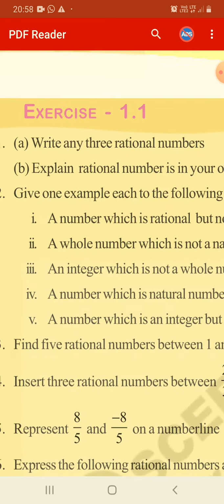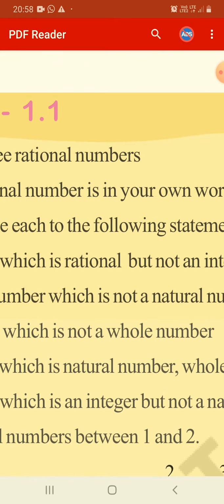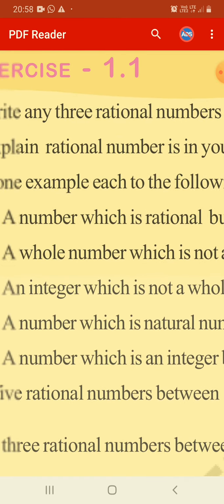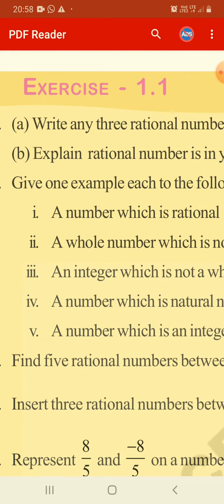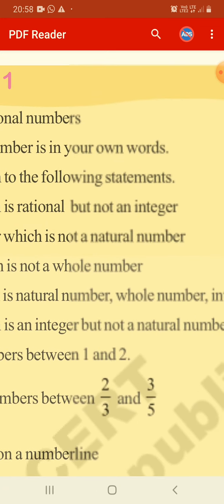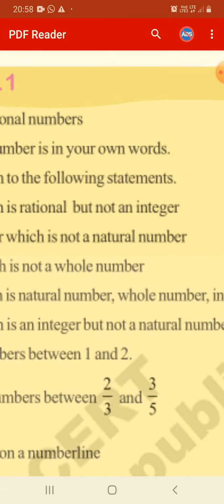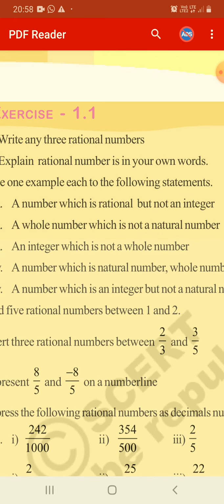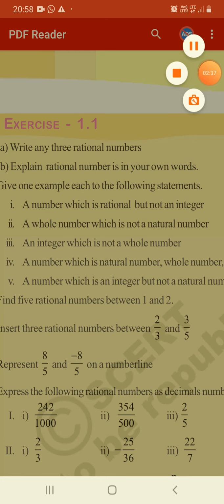Next, see the second question. Give one example each to the following statements. Okay, so let us see the first bit. A number which is rational but not an integer. So the number should be rational but not an integer.